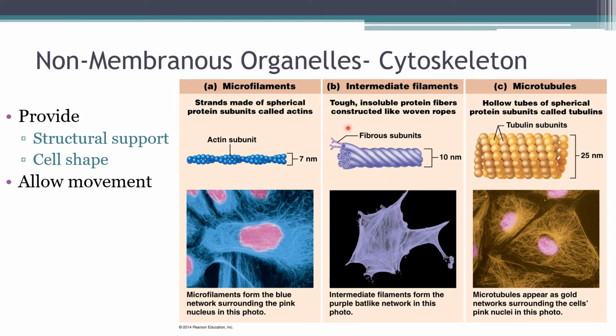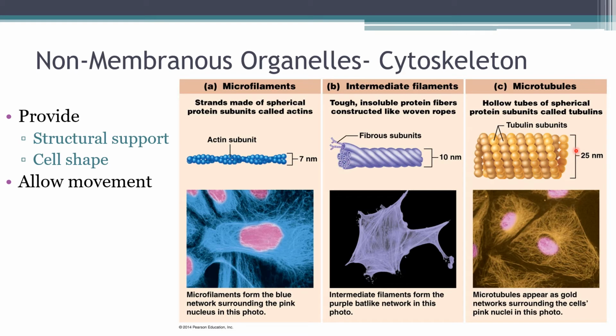The next type of cytoskeletal structures are called intermediate filaments. These are tough, insoluble protein fibers. They have high tensile strength, meaning that they resist pulling forces from their ends, and they're really important in cell-to-cell attachments. I focus on specific proteins for microfilaments, and I'll also do that for microtubules, but I'm not going to focus on specific proteins for intermediate filaments. So don't worry about the name of a protein.